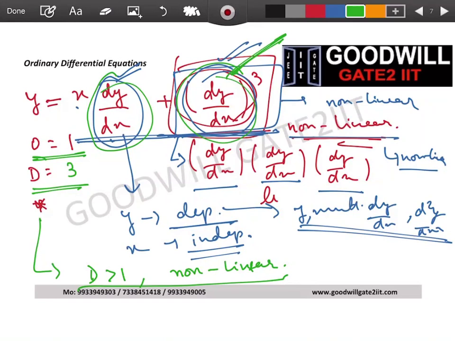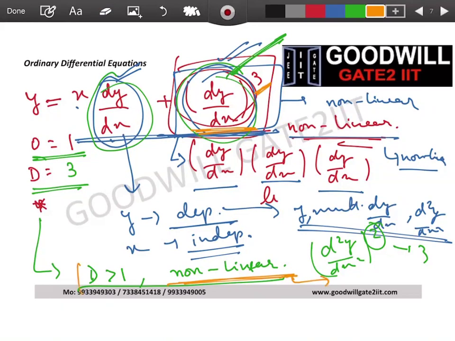Whenever the degree is more than 1, that means either d square y by dx square or some term like that is having power 2, or power 3, like in this case it was dy by dx having power 3. So whenever the degree is more than 1, it is directly a non-linear equation. But if your degree is 1, then you need to check it properly. But if your degree is more than 1, then you can directly say that it is a non-linear equation. Right? Fine.